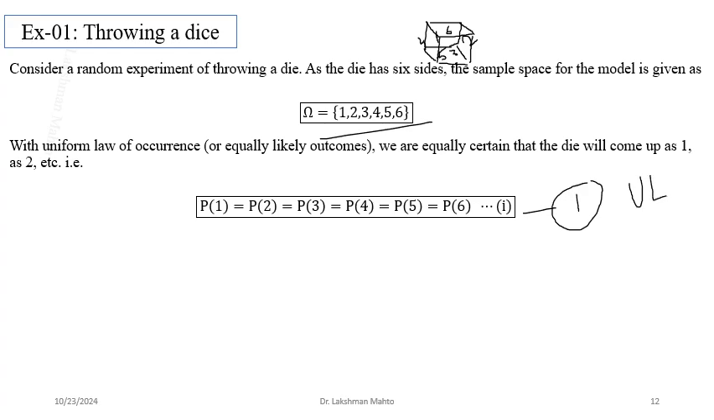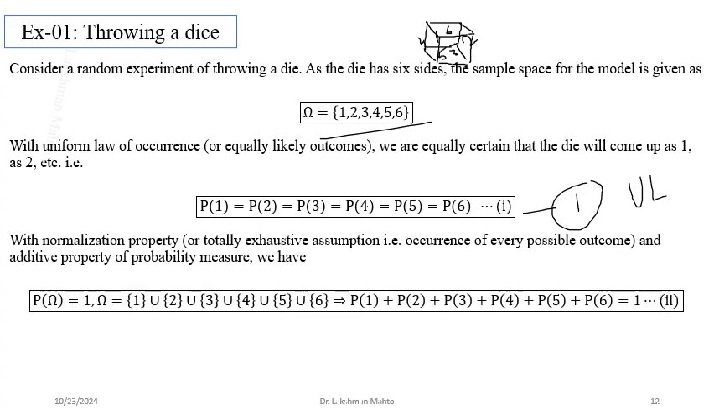Uniform law. Okay. Now the second property. Secondly, we will apply the properties from axioms of probability measure. So then, probability measure, we know that probability of sample space is equal to 1, and sample space is containing 6 outcomes. So we can write sample space as a union of these outcomes in the set theory form.